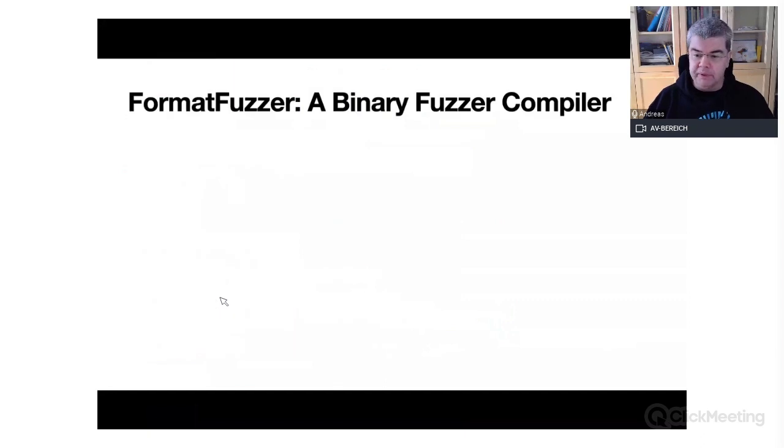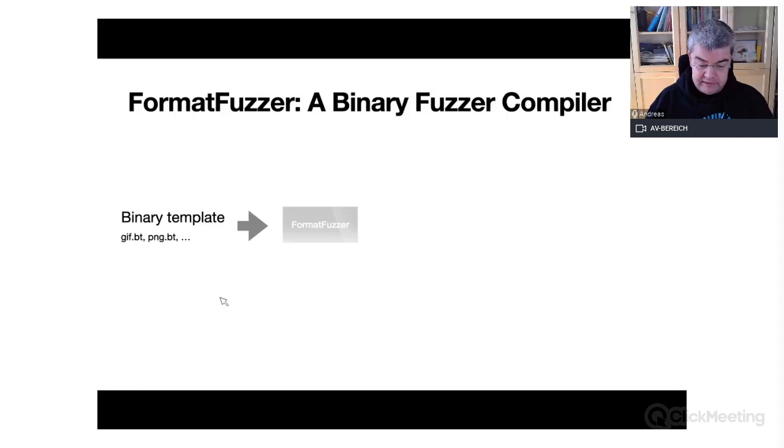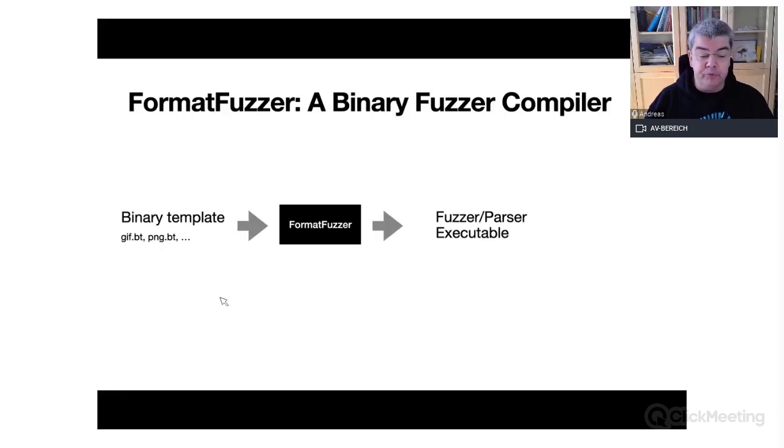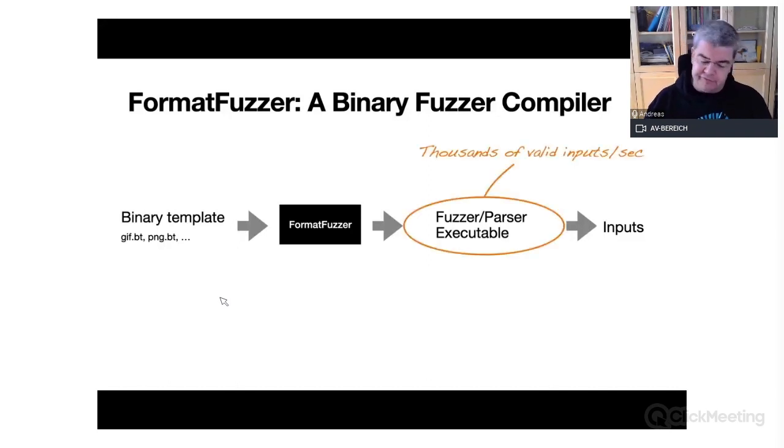And for this purpose, we built a binary fuzzer compiler, which is called Format Fuzzer. What this thing does is it takes a binary template, and we feed these into the Format Fuzzer compiler. And this then creates an executable program that produces inputs. And compiling these things into an executable is extremely efficient because you can generate thousands of valid inputs per second. And mind you, these are syntactically and semantically valid. So it's not like the fuzzer would have to search how to create a GIF file. No, these are valid in the first place.